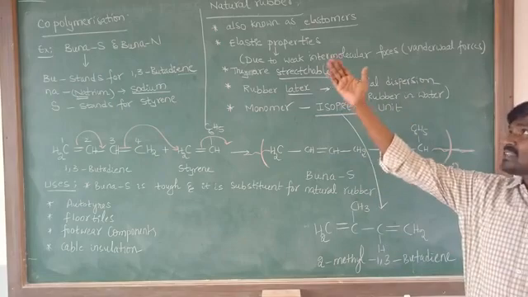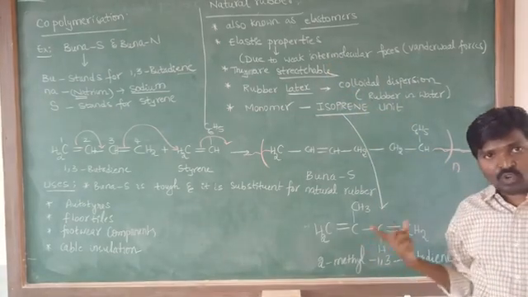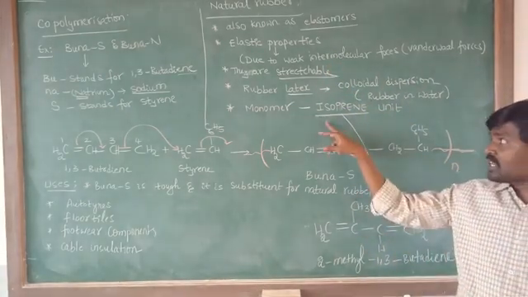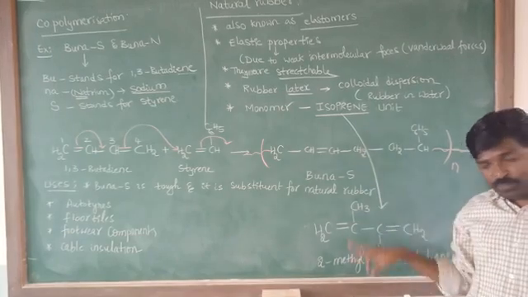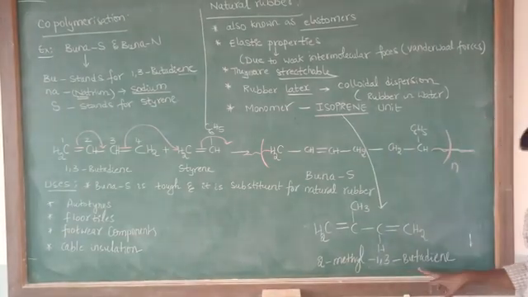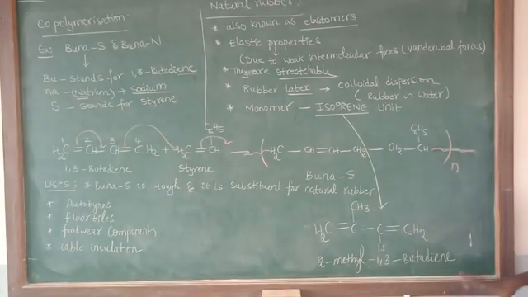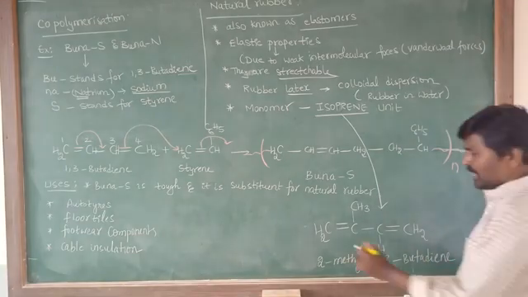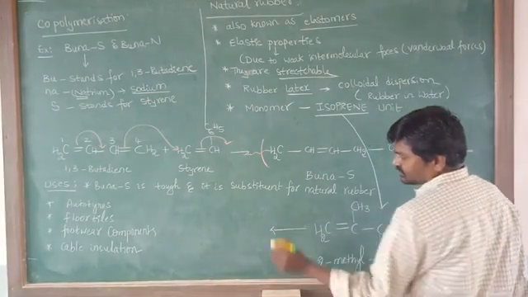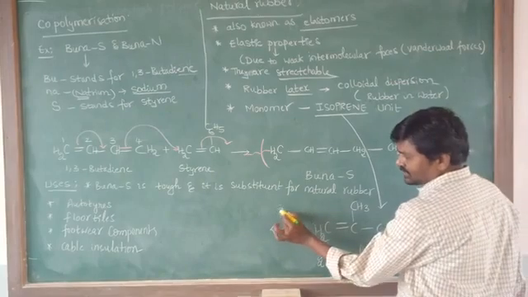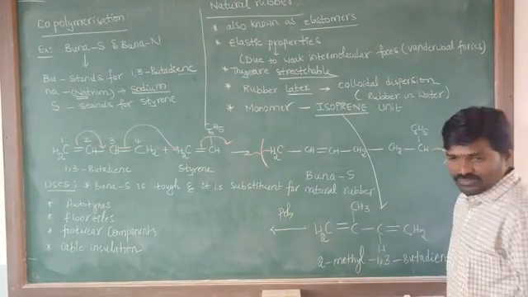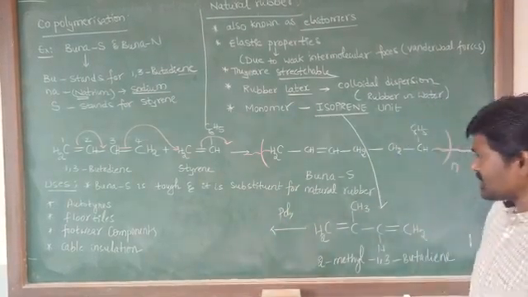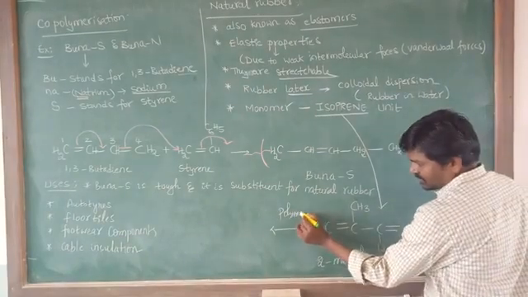That polymer is nothing but natural rubber. What is the monomeric unit we are taking here? Isoprene. What is the exact name? 2-methyl 1,3 butadiene, okay? Now this is our polymerization.